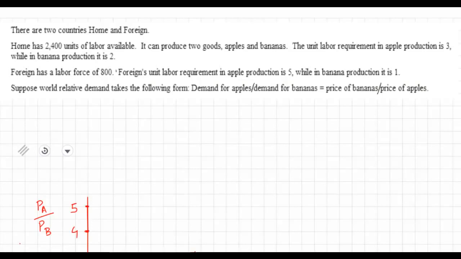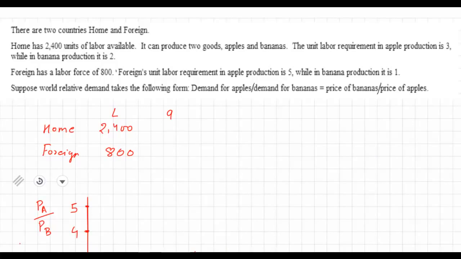We have been given information about two countries, the home country and the foreign country. What I'm going to do is put this down in a table format. We have the home country and the foreign country. The amount of labor that the home country has is 2,400 units. In the foreign country, there's 800 units of labor.